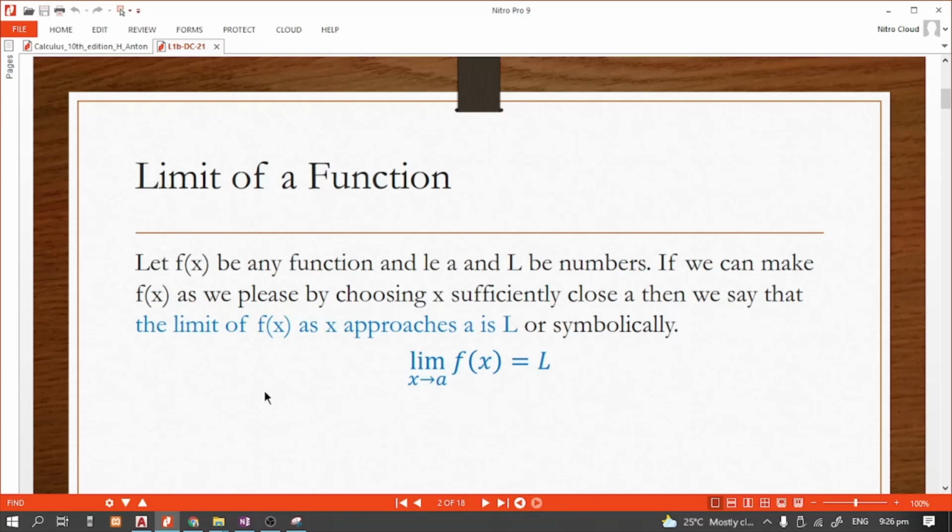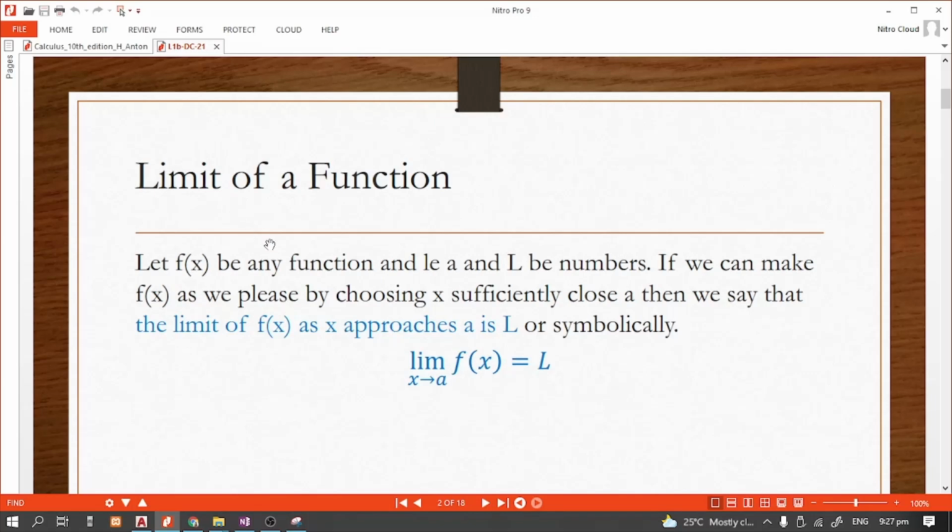So now, let me introduce to you how we create a notation for the limit of a function. So now let's have f of x as our function, and let a and L be constants or numbers. So if we can make f of x as close to L as we please by choosing x sufficiently close to a, then we say that the limit of f of x as x approaches a is L.